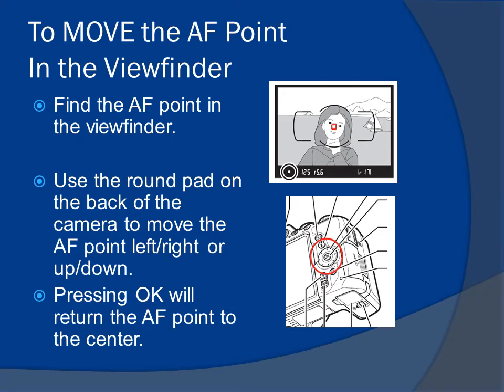To move the AF point in the viewfinder, find the AF point in the viewfinder. Normally it will be a little square in the center of the screen. Just look at the picture with the red dot on the girl's face. Using the round pad on the back of the camera, move the pad left, right, or up and down, and you will move the focus point. Once you've got the focus point where you want, just let go. It'll stay there. When you are done, or if you can't figure out what happened, press the OK button and the AF point will reset to the center.